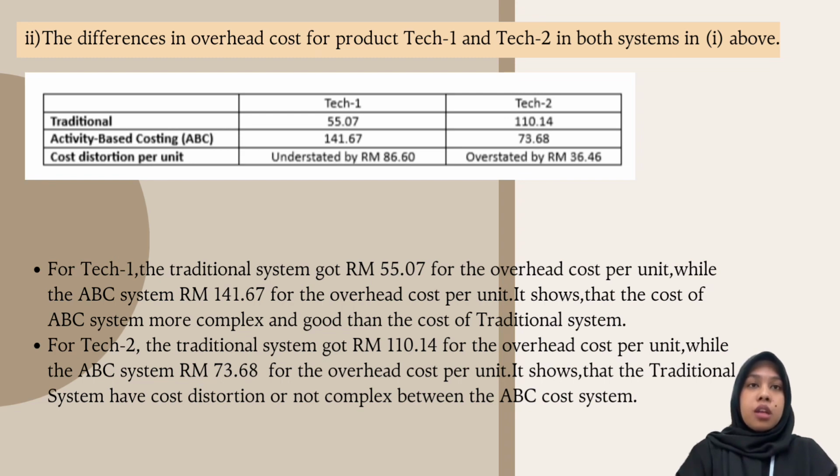For Tech 2, the traditional system got RM 110.17 cents for the overhead cost per unit, while the ABC system is RM 73.68 cents. It shows that the traditional system has cost distortion, or is not as complex as the ABC cost system.